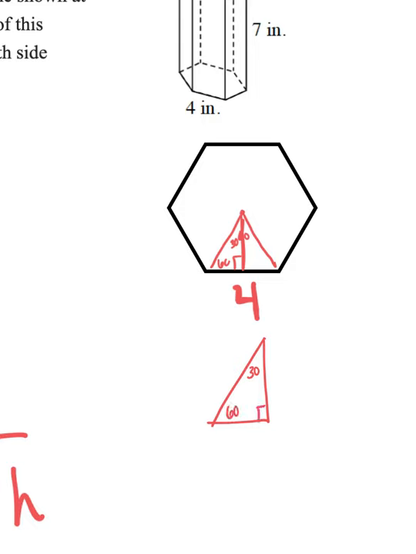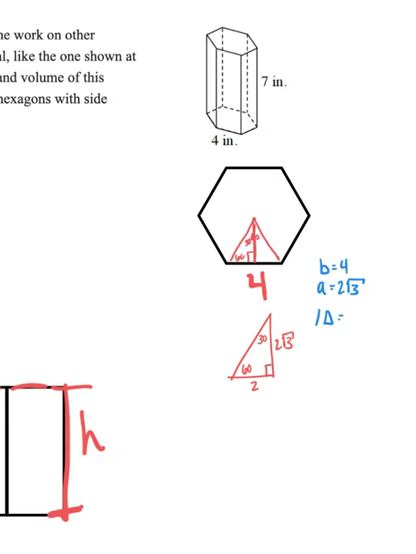I know the apothem would then have to be 2 root 3 using my special triangles relationships. So then I'm going to go through and find the area of one of these isosceles triangles, and then multiply by 6. So my base is 4, my apothem is 2 root 3, the area of one triangle is 4 root 3, and then to find the area of the hexagon, I would take that times 6.